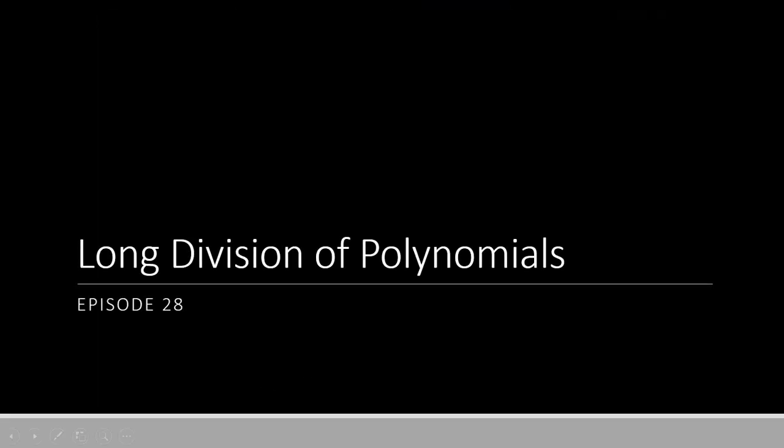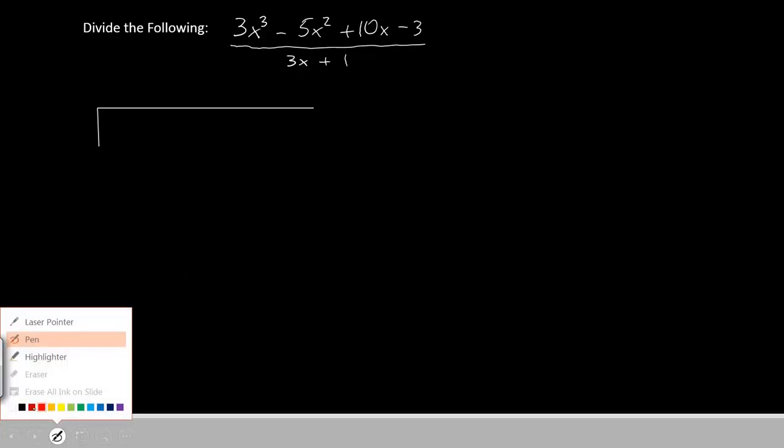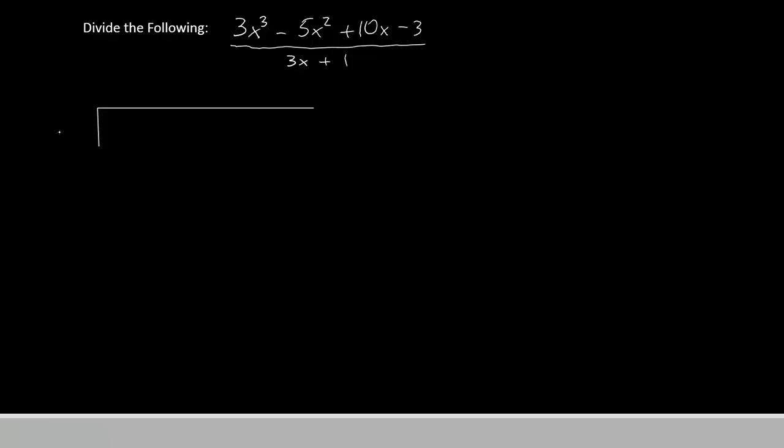Hi there, welcome to episode 28. In this episode, I'm going to show you how to divide polynomials by other polynomials using long division. Let's have a look. Alright, our problem here is to divide 3x to the third minus 5x squared plus 10x minus 3 over 3x plus 1. So I'm going to write the denominator over here on the left and the numerator on the inside here.